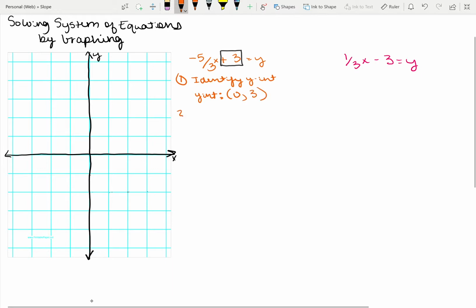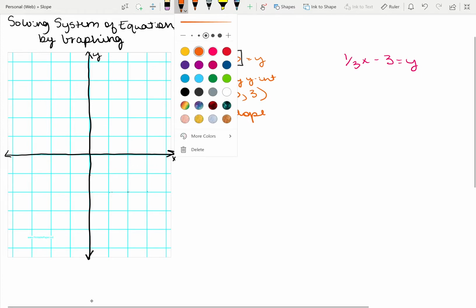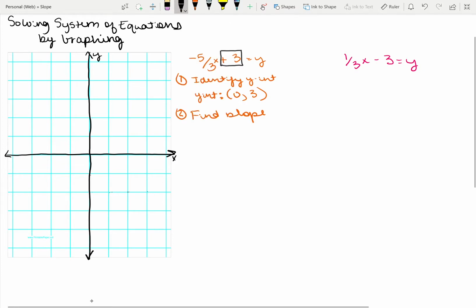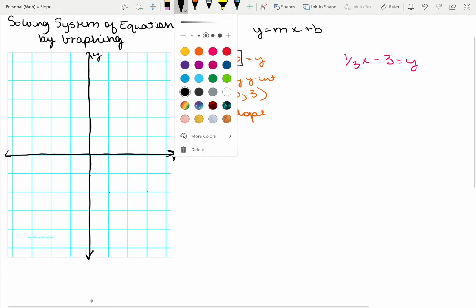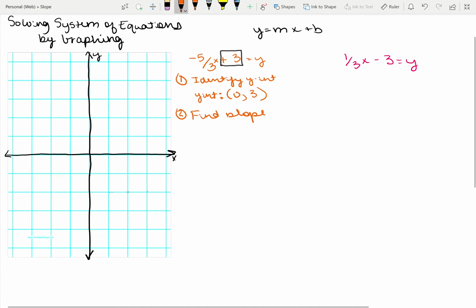Okay, step 2, find slope. As we know from slope-intercept form, which is y is equal to mx plus b, the slope is the coefficient of x. So our coefficient of x in this problem, let's highlight that in purple, is negative 5 over 3. That is our slope in this case.